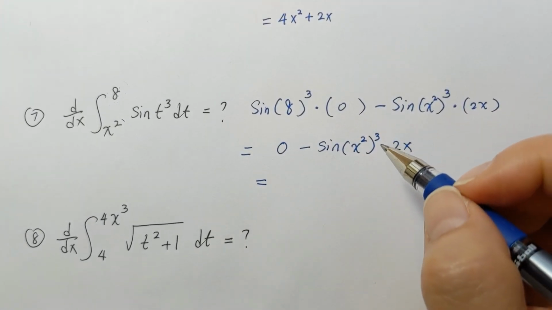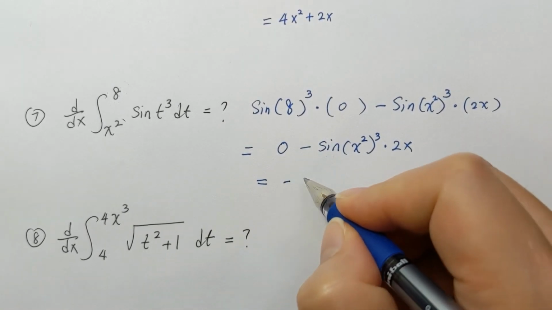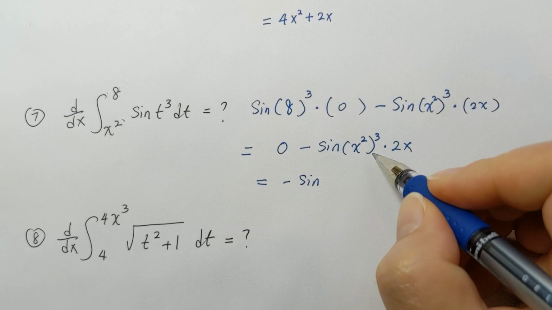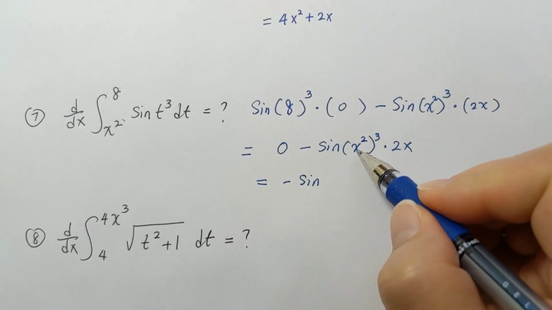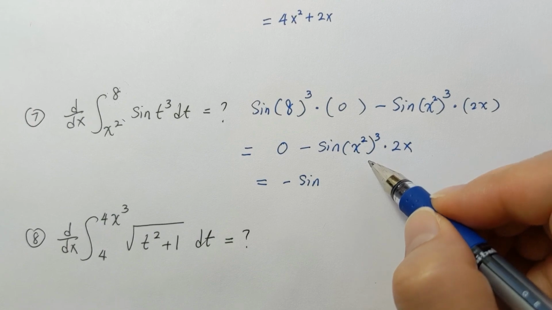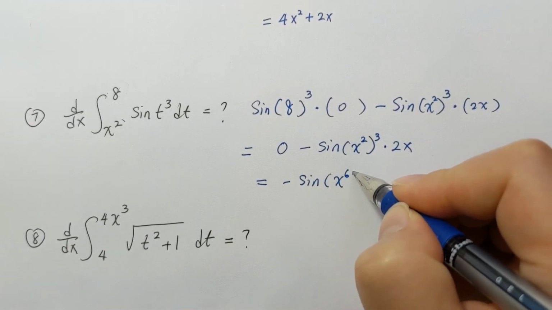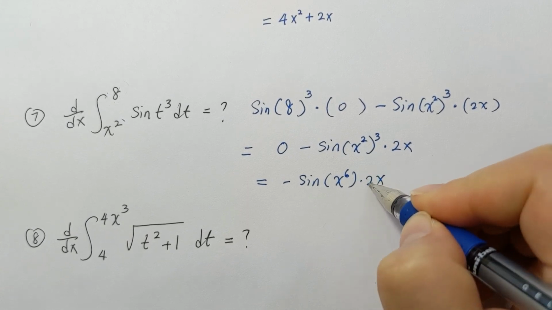We get 0 minus this, so we can simplify a little bit. We get negative sine. Now this part, you get x squared to the third power. We multiply the exponent. So we get parentheses x to the 6 times 2x.